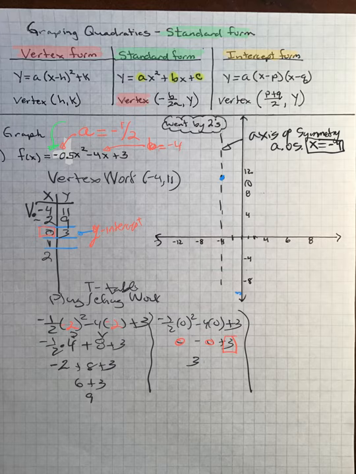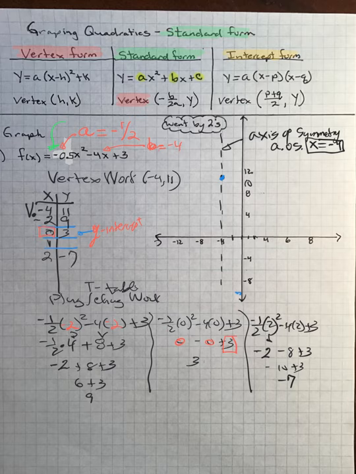And then let's plug in 2. So -1/2 times 2 squared minus 4 times 2 plus 3. So that's 4, and then half of 4 is 2, and that's a negative. And then -4 times 2 is -8 plus 3. That's -10 plus 3, and that'd be -7. So this one gets -7.